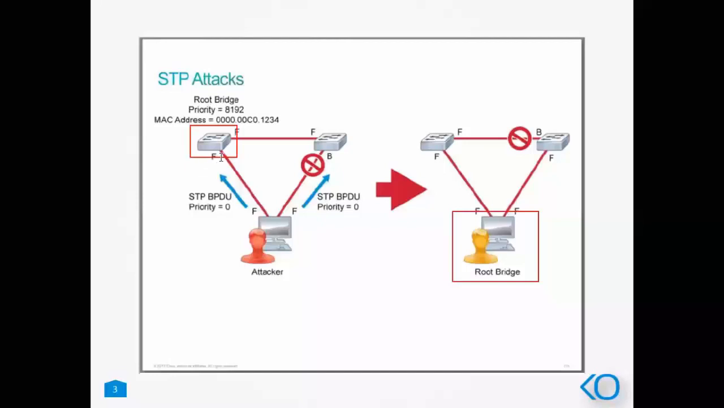We can enable BPDU Guard on the access port. Whenever we enable BPDU Guard on that port, once the switch receives a BPDU packet, the port will move to the error-disabled mode. That's how we can mitigate this problem.